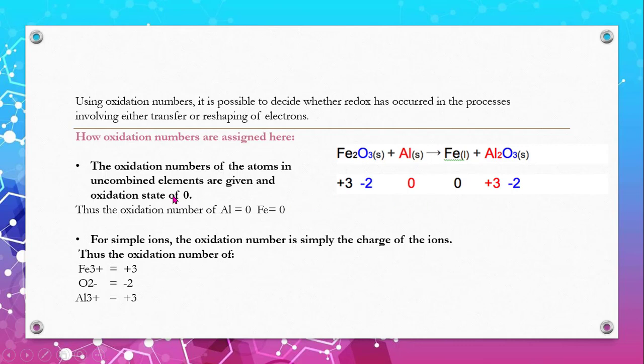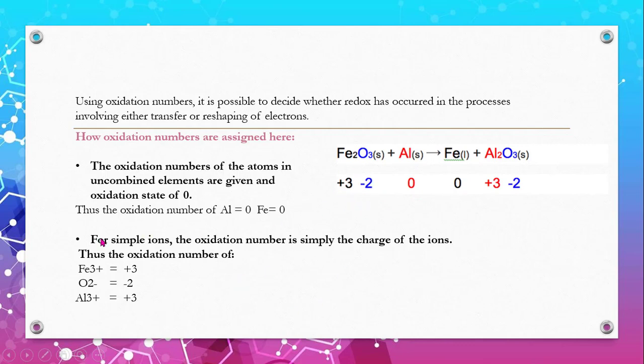All right, so firstly, let's look at the zeros, all right? So these are one of the rules that you must learn. The first one is the oxidation numbers of the atoms in uncombined elements are given an oxidation state of 0. So here we can see aluminum and iron are uncombined elements. They are in their free state or in their free elemental form, right? Once they are in that free state, we give it an oxidation number of 0, right?